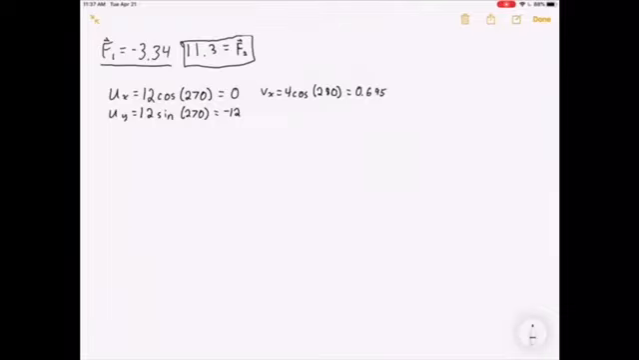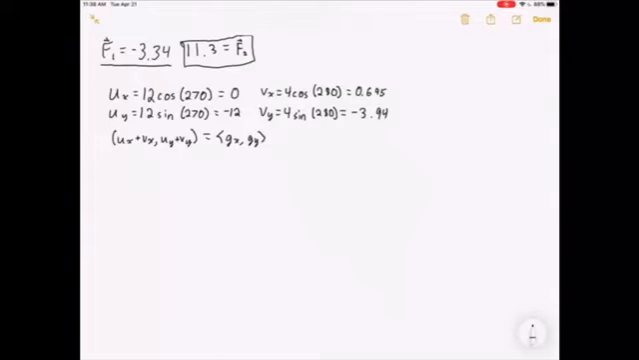0.695. Then we do Vy. Vy, 4 newtons again. Sine is Y. 280, because it's 10 east of the original 270. That is equal to negative 3.94. Now we're going to use the dot product. The dot product is Ux plus Vx, then Uy plus Vy, and that's going to equal Gx, Gy.